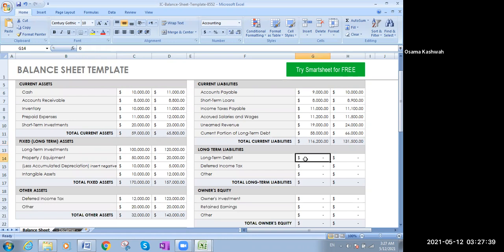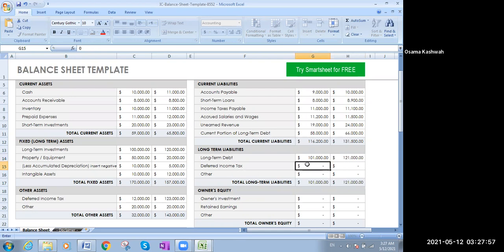Now the long-term debt, let's say it was here 100,000, make it 110,000, 101,000. Okay. Here I will make it 121,000.